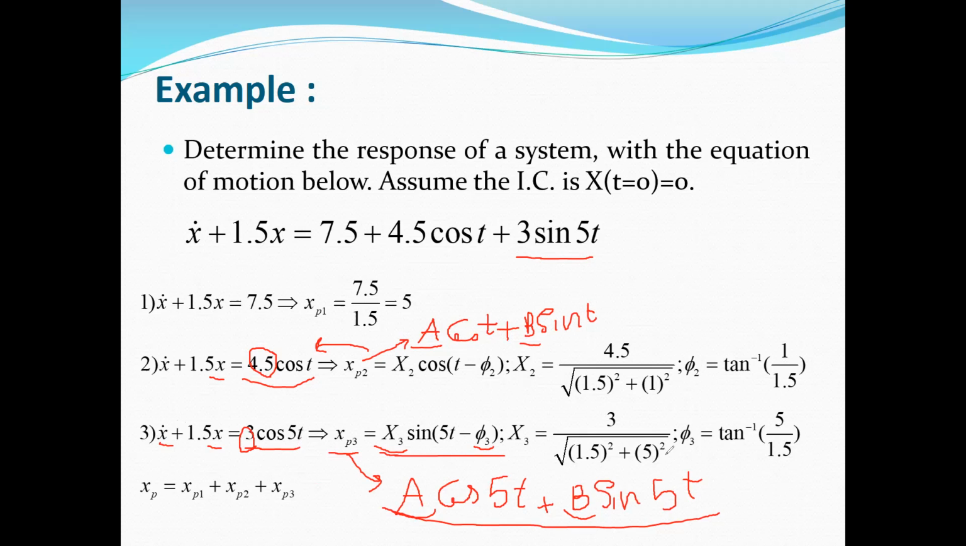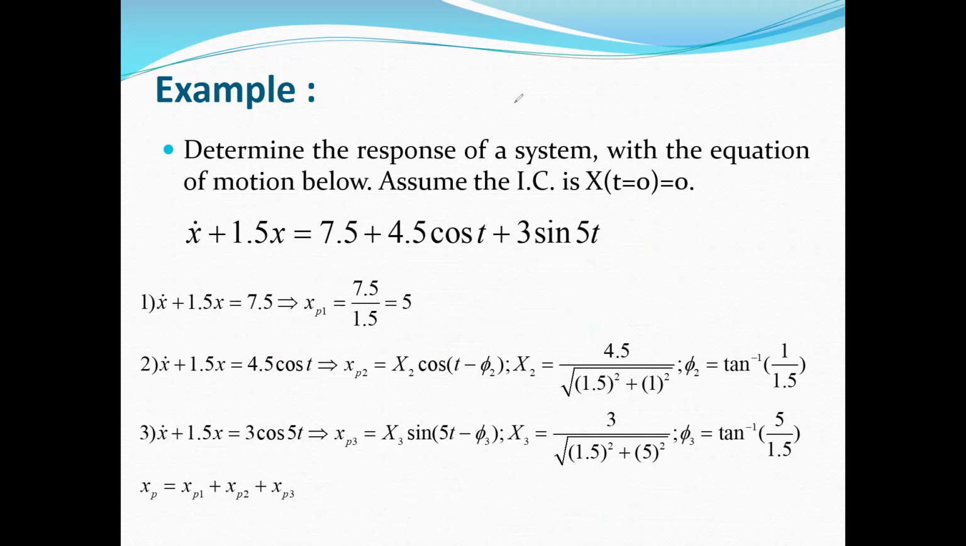And finally you can find a and b, or again you can use these two formulas to obtain the amplitude and phase angle. And finally, the particular response for this equation is equal to xp1 plus xp2 plus xp3. According to the superposition principle, you can find a particular response, or the steady state response, for this equation. Is it clear? Any question?